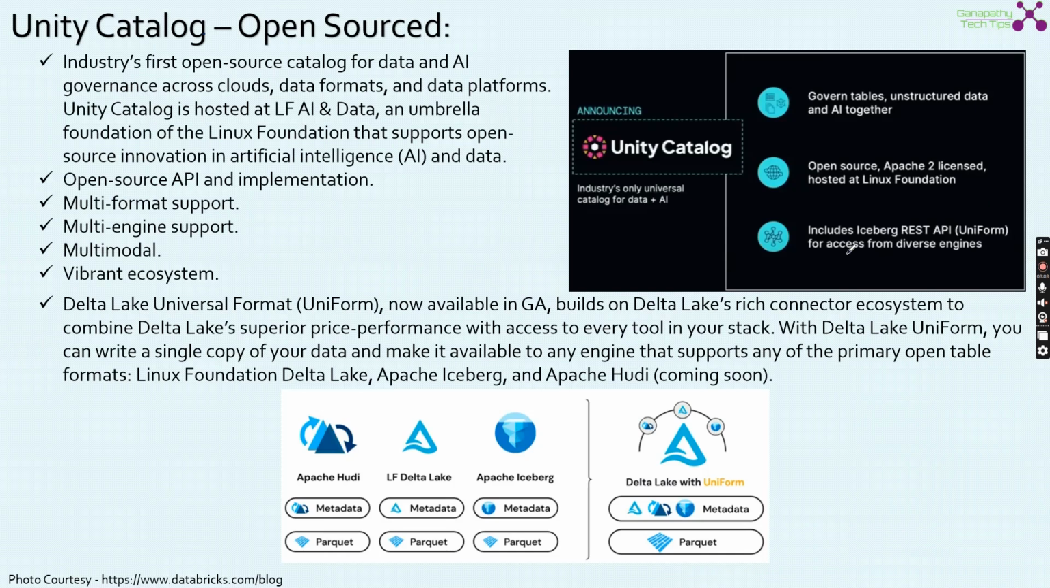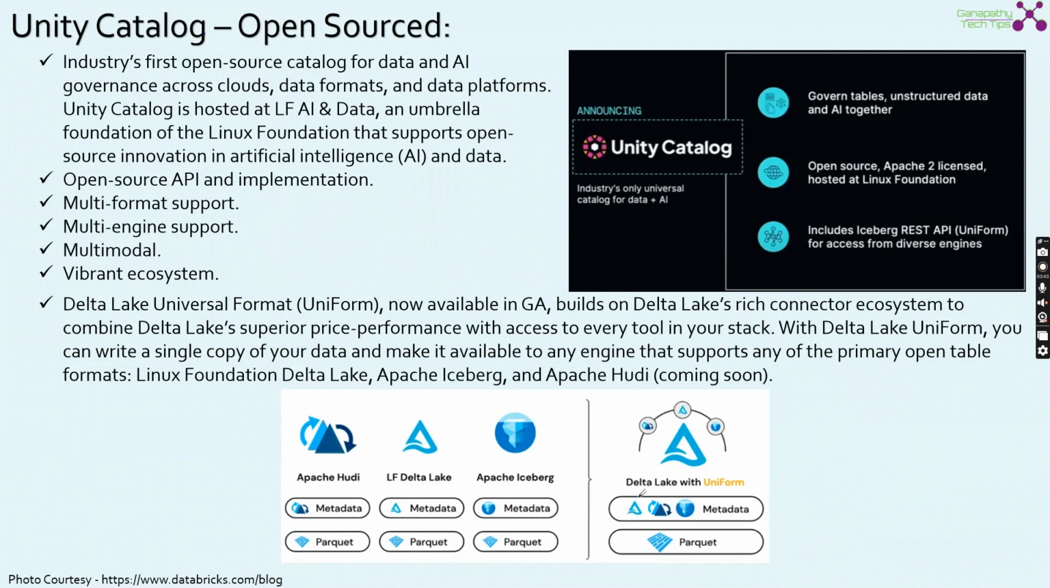With that intent, they already announced something called UniForm. UniForm is the Delta Lake Universal Format, which is currently available in GA, meaning general availability. It is built on top of Delta Lake's rich connector ecosystem to combine Delta Lake's superior price performance with access to every tool in your stack. With Delta Lake UniForm, you can write a single copy of your data and make it available to any engine that supports any of the primary open table formats: Linux Foundation's Delta Lake, Apache Iceberg, and Apache Hudi, which is coming soon.